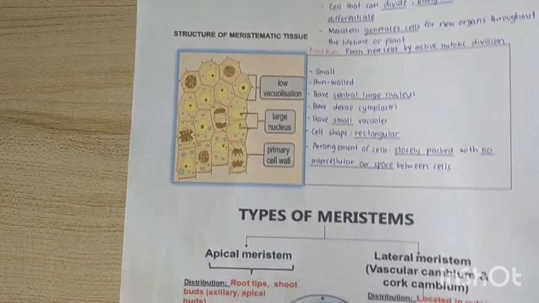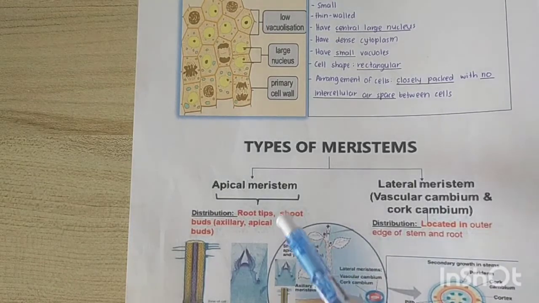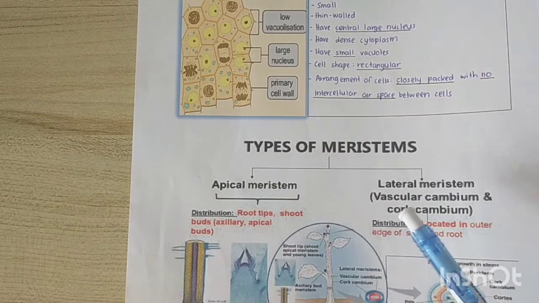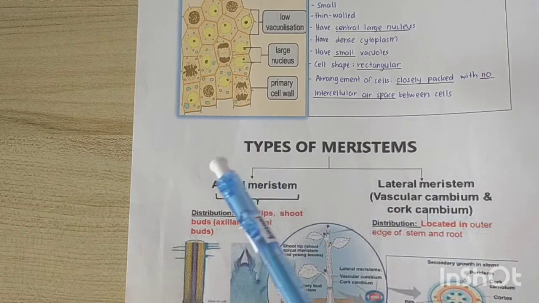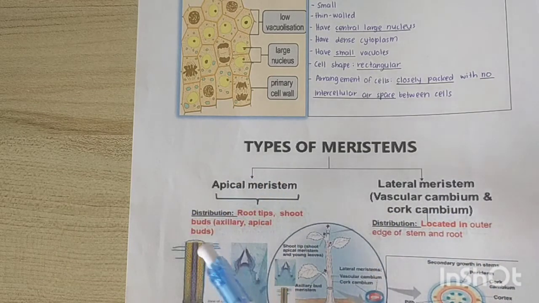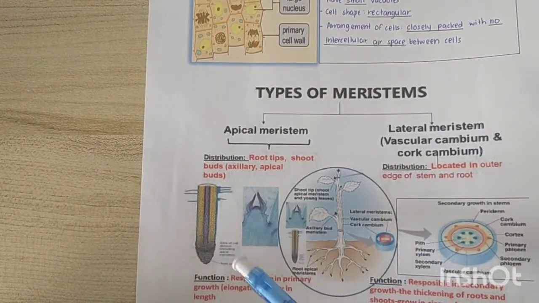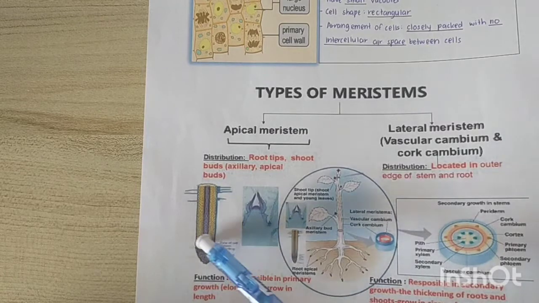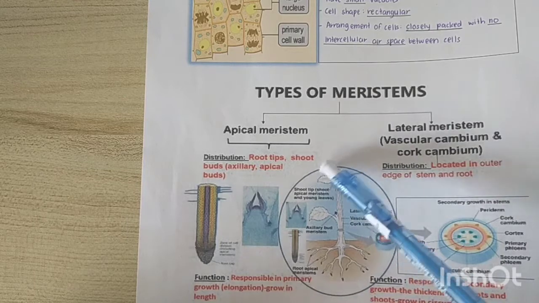Now we look at the types of meristem. It has two types. The first one we call apical meristem. The other one is lateral meristem. The distribution of apical and lateral meristem are different. Firstly, we look at the apical meristem. Its distribution is at the root tip and also the shoot bud. Maksudnya dia akan berada pada bahagian hujung lah. If you look at this structure here, this is the root tip, and right here is the shoot bud.